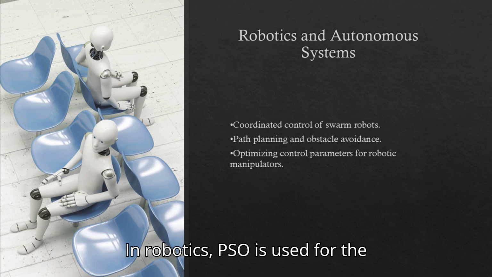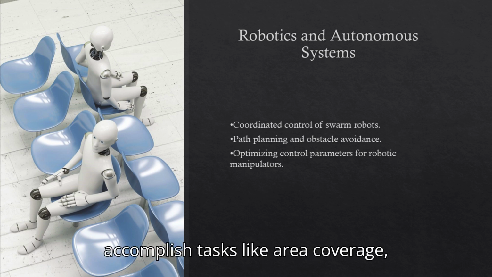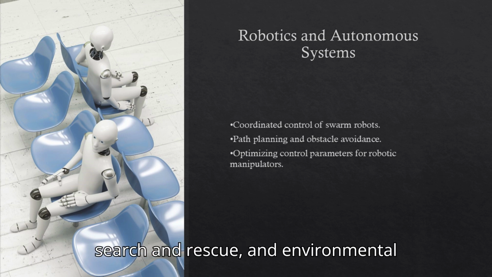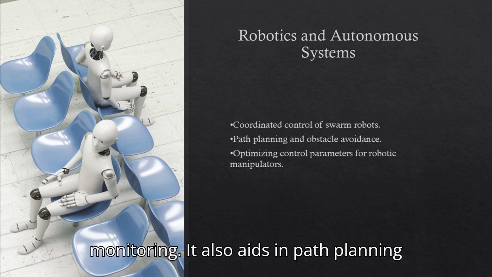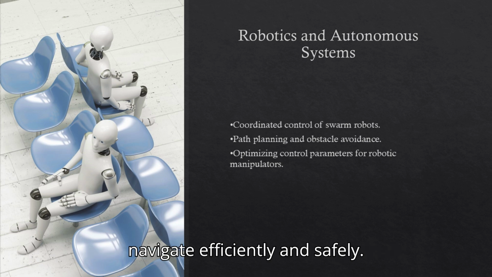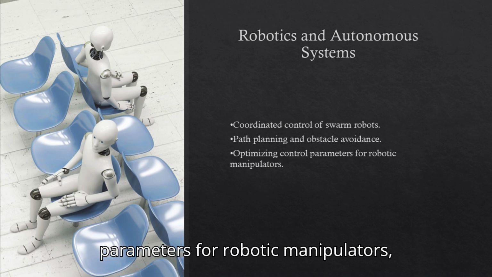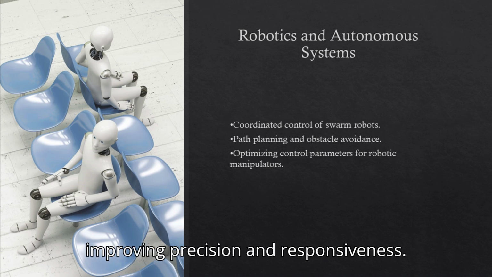In robotics, PSO is used for the coordinated control of swarm robots, enabling them to work together to accomplish tasks like area coverage, search and rescue, and environmental monitoring. It also aids in path planning and obstacle avoidance, ensuring robots navigate efficiently and safely. Additionally, PSO optimizes control parameters for robotic manipulators, improving precision and responsiveness.